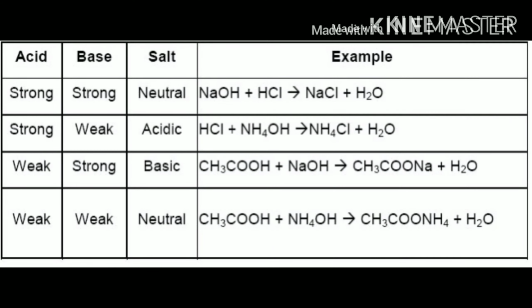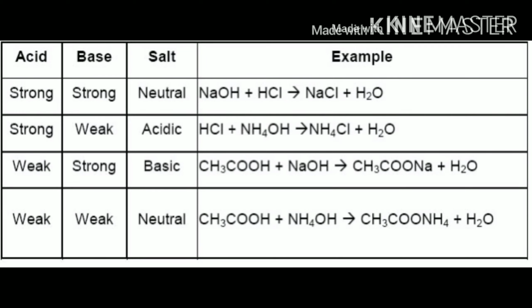Let us see this with the help of example. First example over here, we will see strong acid, strong base gives you neutral salt. That is sodium hydroxide, HCl, and the reaction gives you sodium chloride plus H2O, because acid is strong, base is also strong. So as I said, winner is no one, everything is neutral.